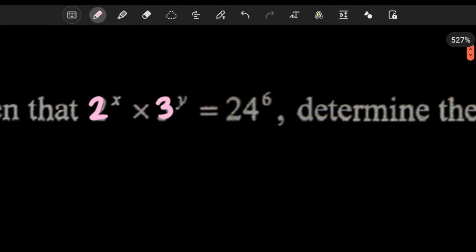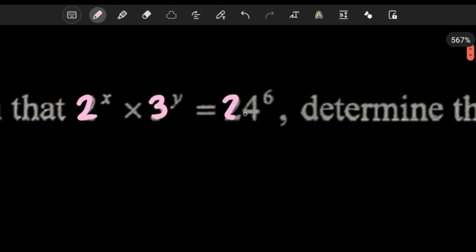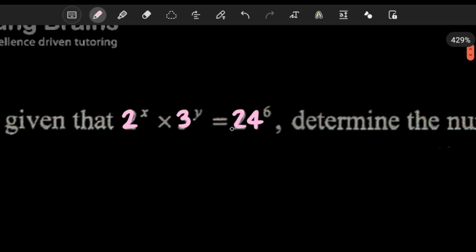So this 24 can usually be broken down. What I'm trying to say is, in a scenario like this one, this 24, you can write it in this format. You can write 24 as a product of 3's and 2's. Now to do that, you just need your calculator.